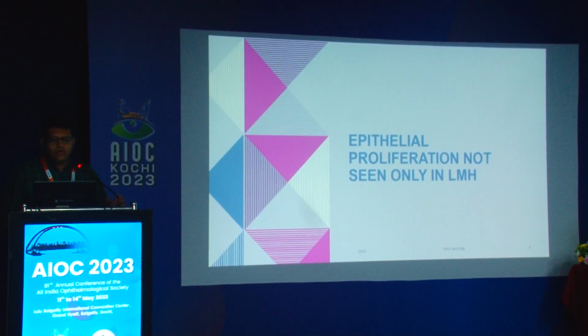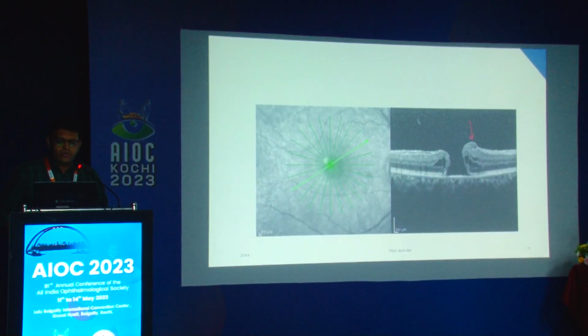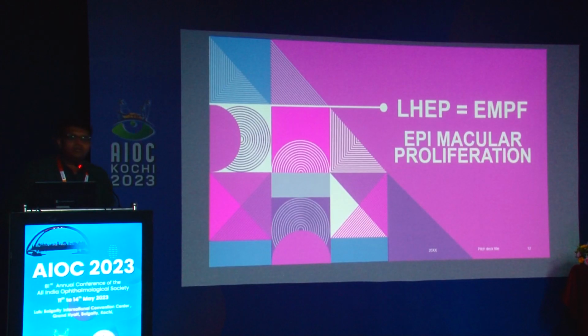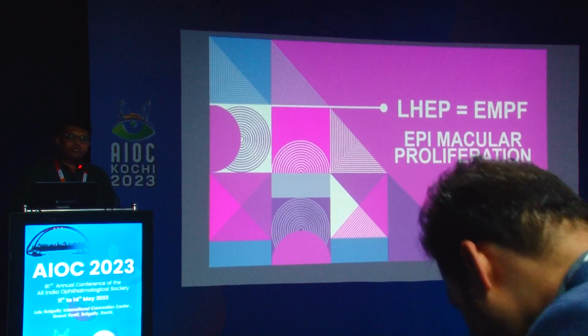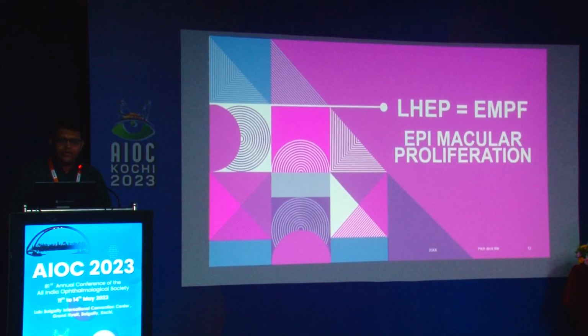LHEP, or the epithelial proliferation, is not seen only in lamellar macular holes, so the term LHEP is not the right way to describe it. It can happen even in cases with full thickness macular holes. With this photograph, you can very clearly see the epithelial proliferation happening at the edge of the full thickness macular hole. Therefore the term LHEP is now being changed to what is known as EMP, or epimacular proliferation.